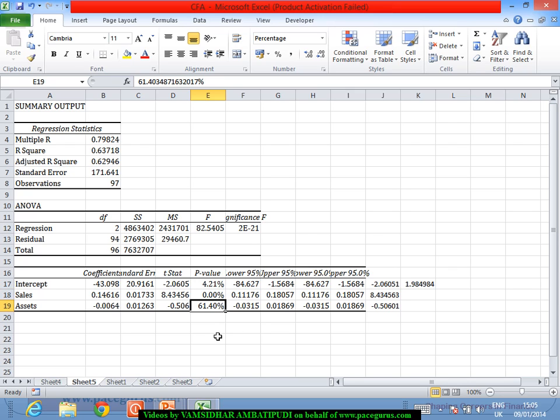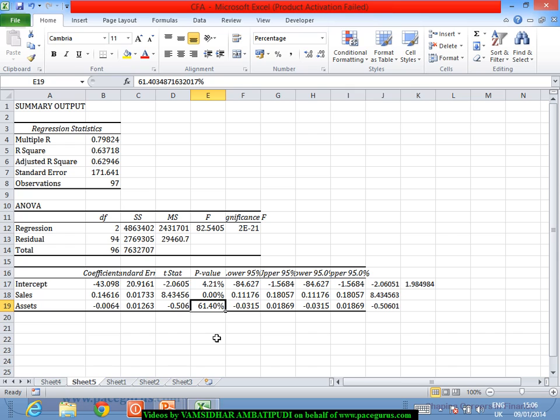Whereas when it is coming to the assets, at 61.4% significance level and above only, we are able to reject the null hypothesis. Which means at 5% significance level we cannot reject the null.